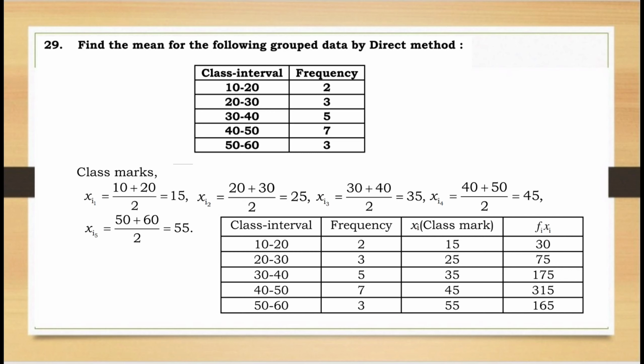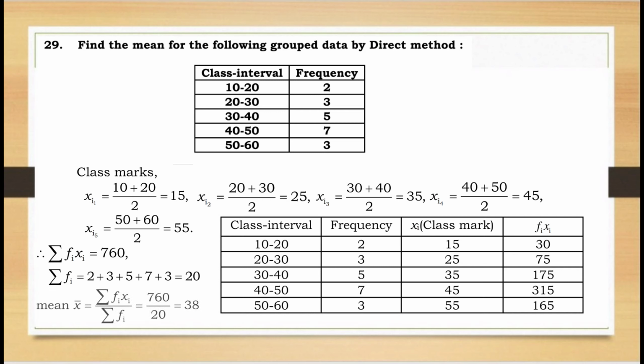165 for the fifth row. Now add all these entries of fi xi, then we get sigma fi xi equals 760, and add all the entries of the frequency column, that will give sigma fi equals 2 plus 3 plus 5 plus 7 plus 3, which equals 20. Therefore we know the formula for mean is sigma fi xi whole divided by sigma fi, which equals 760 by 20 equals 38. This is the answer for this question.